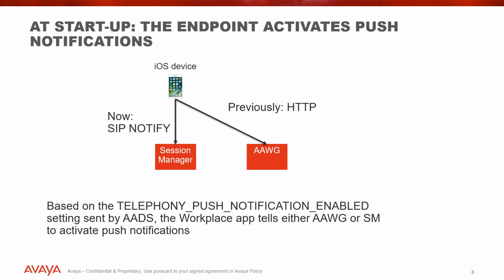What do you do to configure the iOS device to choose Session Manager rather than AAWG? There is a setting sent by ADS, or you can put it in your 46xx settings file, telephony push notification enabled. If that's 0, then push notifications don't happen. If it's set to 1, you're going to use AAWG, and now there's a new setting, 2, which points you at the Session Manager. Previously, you also had to specify the address of the AAWG. You no longer have to specify an address. The iOS device knows that it's going to send this SIP NOTIFY to its primary Session Manager. It already knows the address of its primary Session Manager.